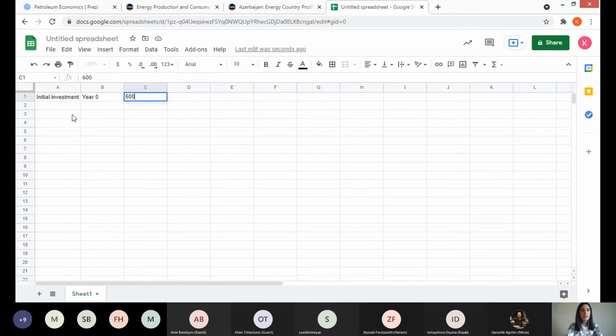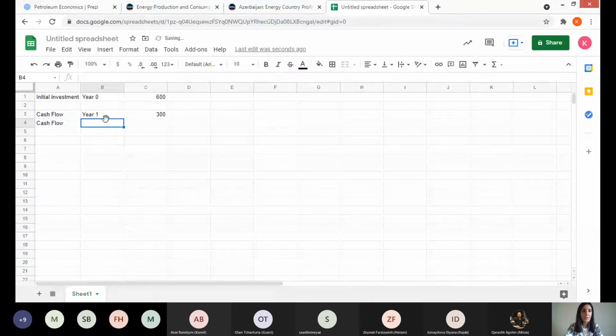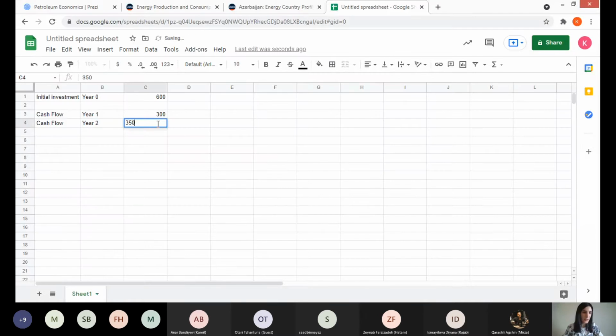Now we can write cash flow, year 1. According to our example, it is 300. And cash flow in year 2, 350. So our discount rate, again, this is the appropriate discount rate. You found it, you believe it's correct. It's 10%, or 0.1 you can write. Now you can find NPV here.